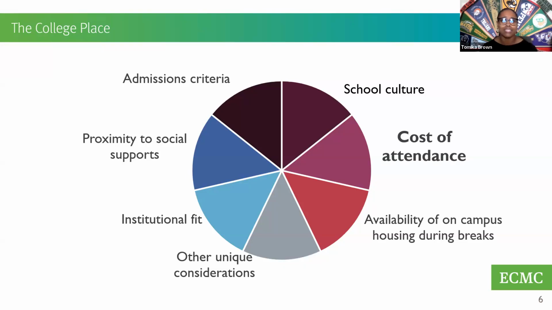Other unique considerations can vary based on the student. Does the school offer basic needs programs? Does the school offer first generation support? Does the student know someone else who may be enrolled at the school, or know someone else who may be interested in going to the school with them? There are a lot of things that they take into consideration, and cost of attendance is only one piece of that puzzle. While it's a huge piece, it is literally only one piece of the puzzle.